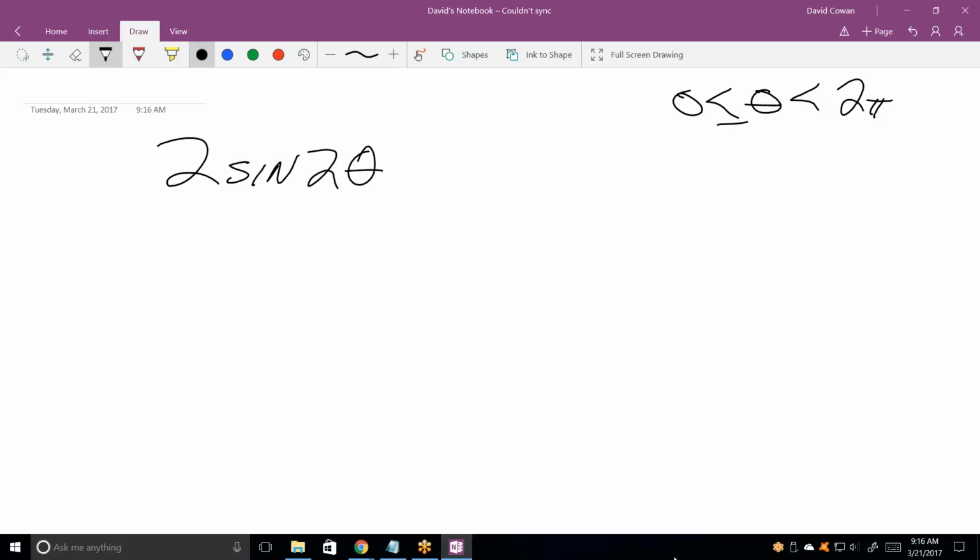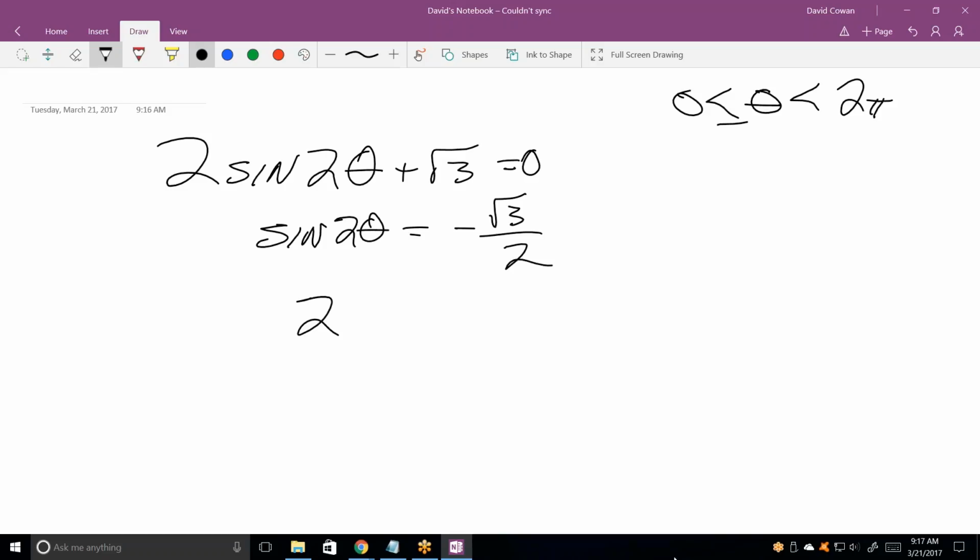Whoops, no I didn't. 2 sine... Oh, plus root 3 equals 0. Plus root 3 equals 0. Okay, so the first thing I'm going to do, well, let me write it out. All right, so I get sine of 2 theta equals negative root 3 over 2. So tell me where that occurs.